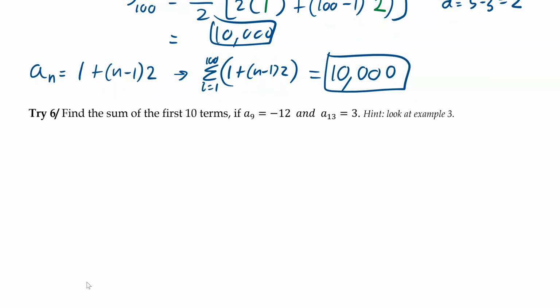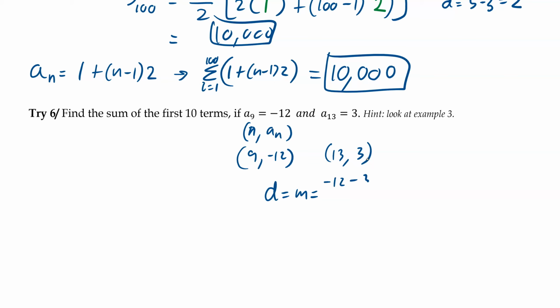So on this last one, what we need to do is actually find our a sub 1. It's giving us nothing. So we need to find an a sub 1 no matter what, and a difference here to find our formula for our sum. So if you remember, we can then treat each of these points as an n comma a sub n and make a general term like a linear equation. So this is 9 comma negative 12. This is 13 comma 3. And so our difference would be our slope, which is negative 12 minus 3 over 9 minus 13. So this is negative 15 over negative 4, which is 15 over 4.